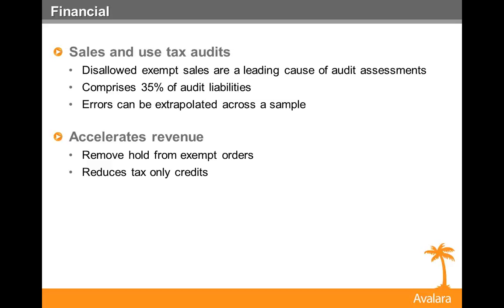More on the financial side for you guys, a lot of times people won't send out orders until they get an exemption certificate on file. So holding up those orders means holding up revenue for you guys. But then also you've got the issue of issuing tax credits to customers and then rebilling them. So it takes longer to get them to pay a bill.